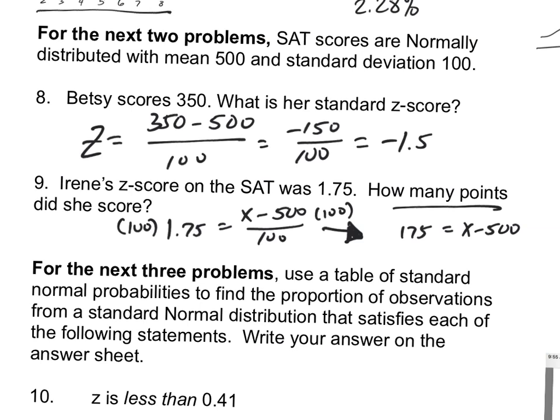All right. Now, on number 8, Betsy scored 350, and we want to know what her z-score is. So I just plug that in. 350 minus 500 divided by 100 gives me a z-score of negative 1.5. Down here, I want to know how many points did she score. Well, I'm looking for x. So I plug in my z-score, my average, my standard deviation. I then multiply both sides by 100. And then after that, I rewrite it as 175 equals x minus 500. Well, if you add 500 to both sides, you're going to end up getting 675 equals x. And that's the score. That was her score, 675.